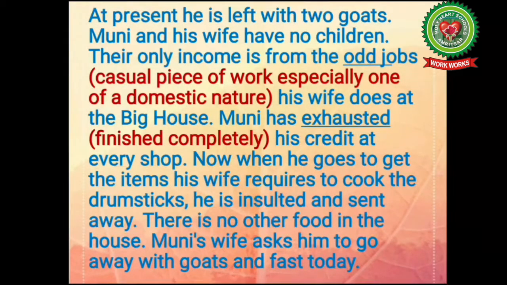So their only source of income is from odd jobs, such as his wife grinding corn in the big house or sweeping or scrubbing somewhere. Muni has exhausted his credit at every shop. Muni's wife asks him to get some foodstuff to cook the drumsticks in sauce.